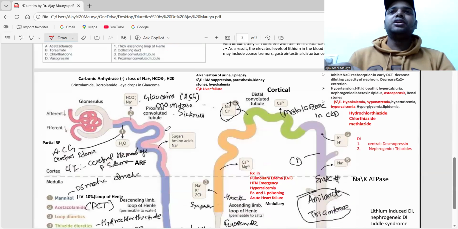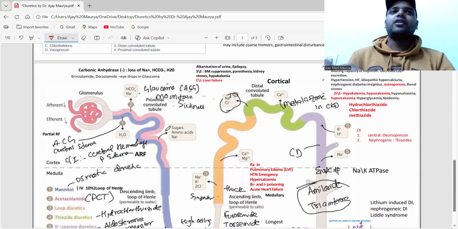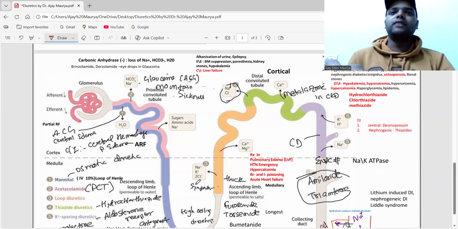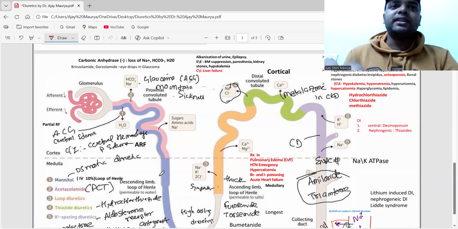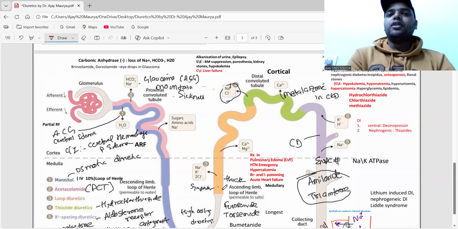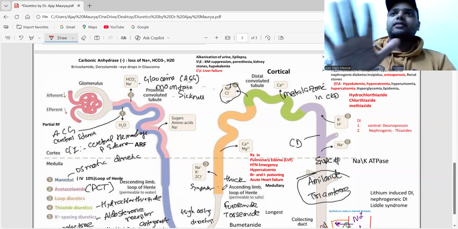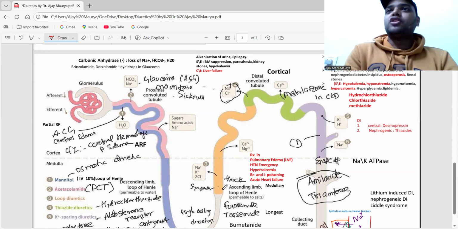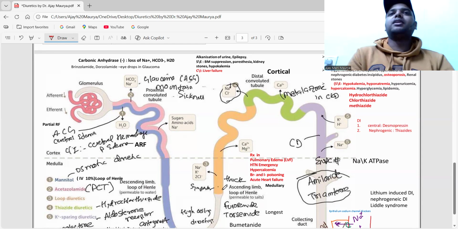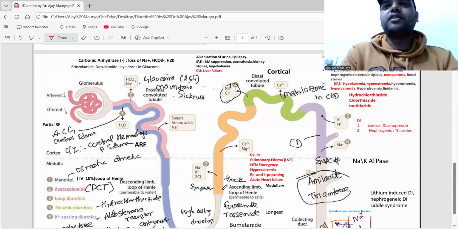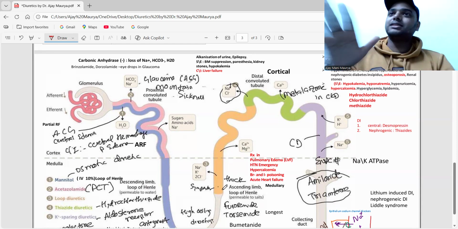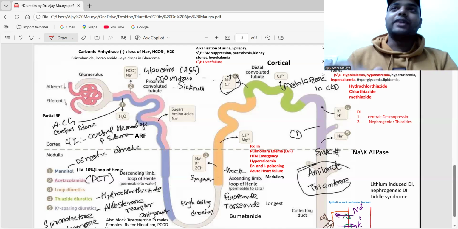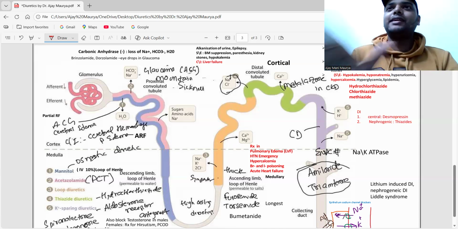So first, guys, this is the nephron: PCT, DCT, collecting duct, and in the loop we have the thin and thick ascending limb of the loop of Henle. The diuretics are divided into non-specific and specific. Non-specific means it can act anywhere in the nephron, but most probably they act at some places. Please take a note and write down.